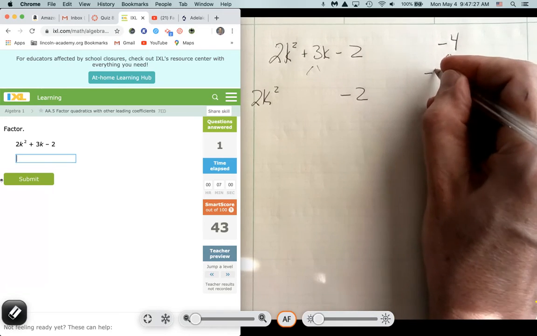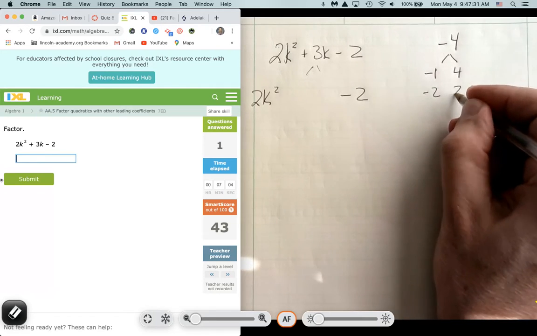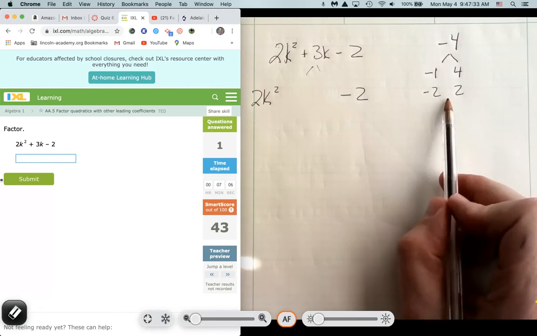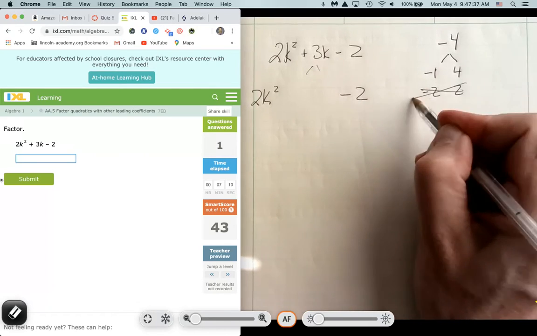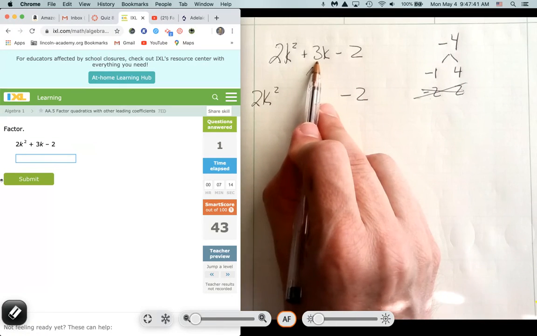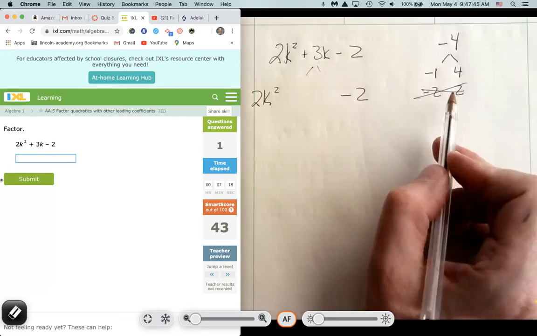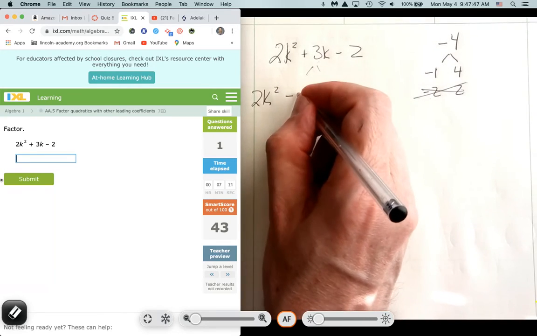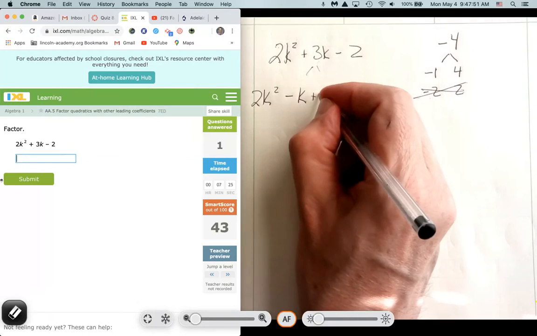So I'm going to do negative 1, positive 4, negative 2, positive 2. Those are my only factors. Obviously, these two, the negative 2 and 2, don't add to 3, but the negative 1 and the 4 do. So I come over here and I break this into 2 separate k terms. So don't forget the k. One is a minus 1k. The other one is a plus 4k.